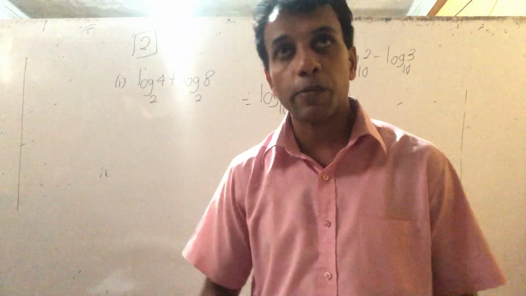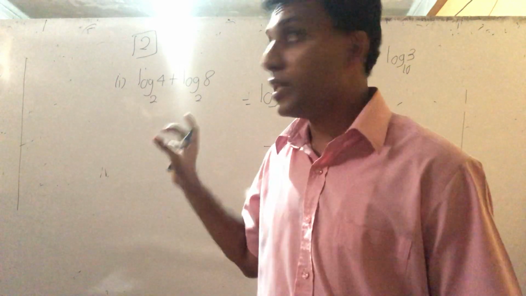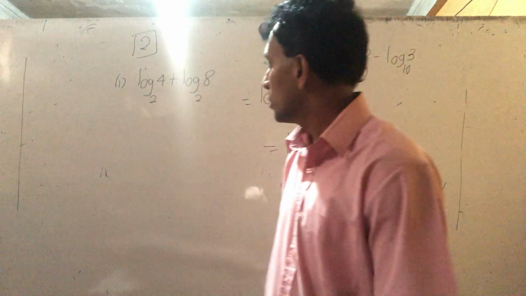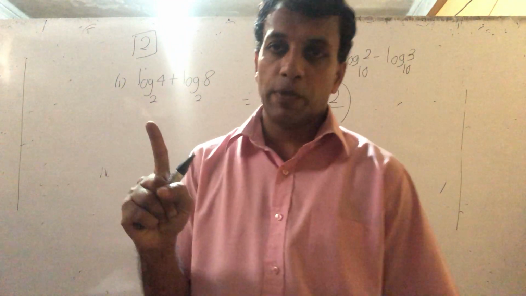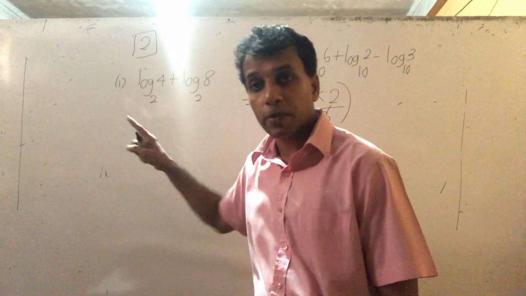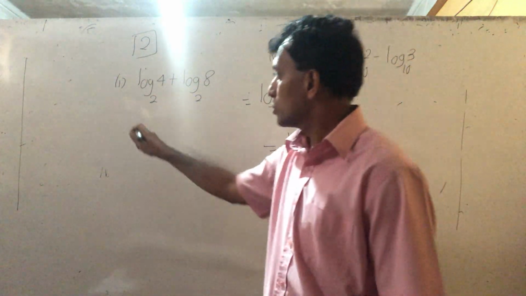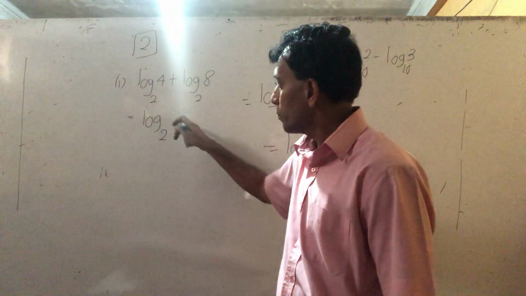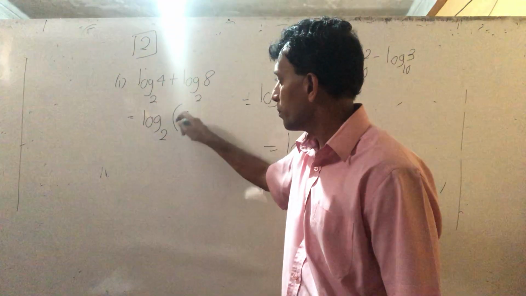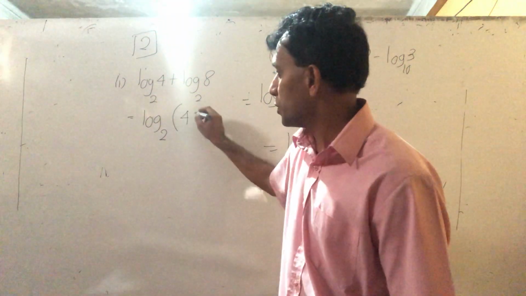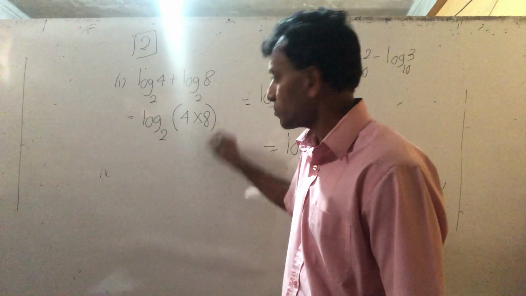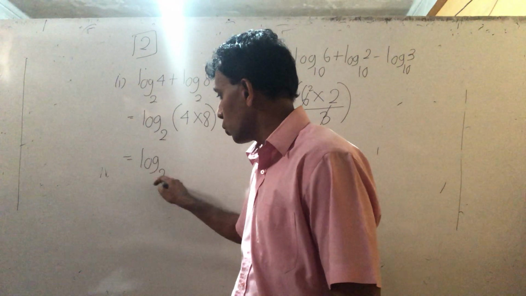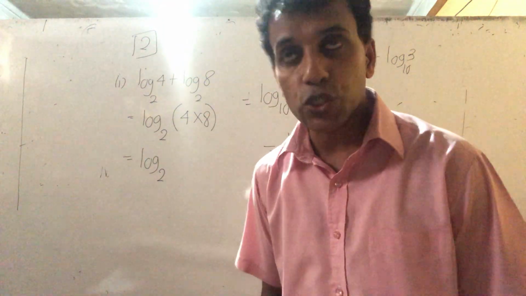See the difference from the other question. Type 1 was simplify only. Here they ask to find the value. So give the final answer, a number answer. Here what is the rule? Rule number 1, because the bases are the same, addition becomes multiplication. So what is that? Logarithm base 2, 4 plus means multiply 8. So it equals logarithm base 2, 4 times 8, 32.